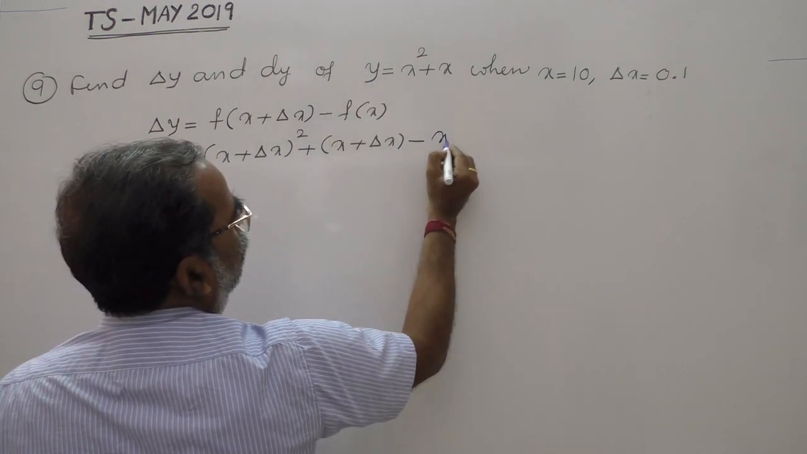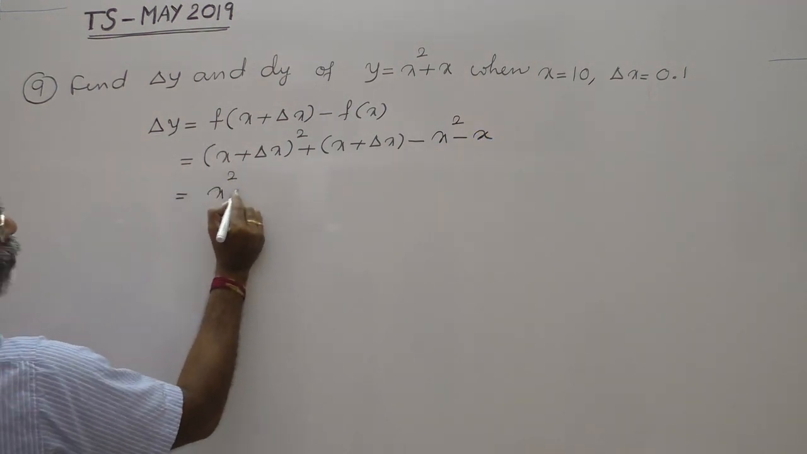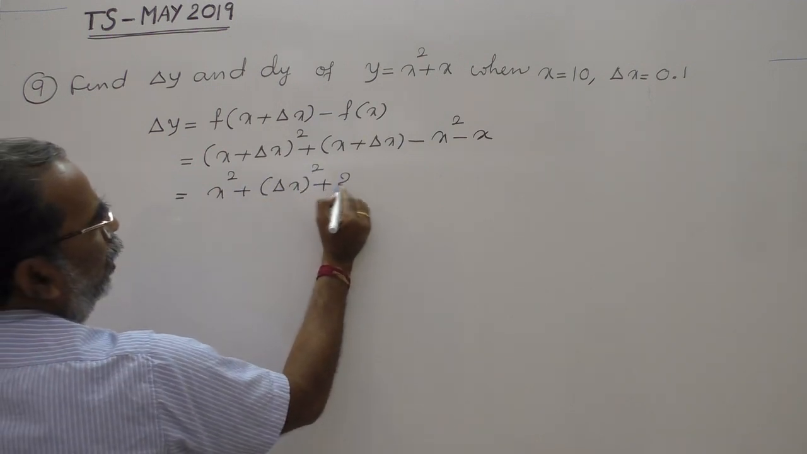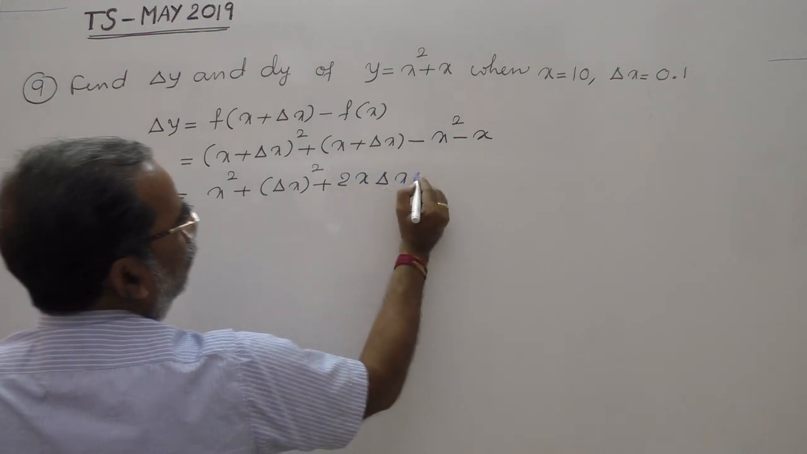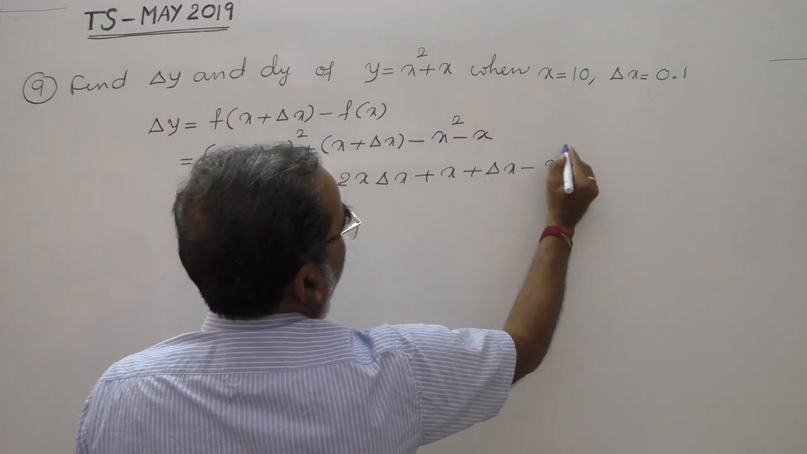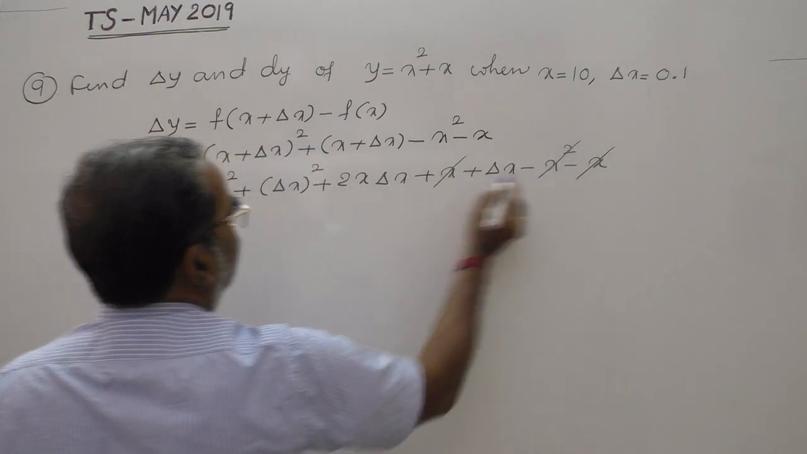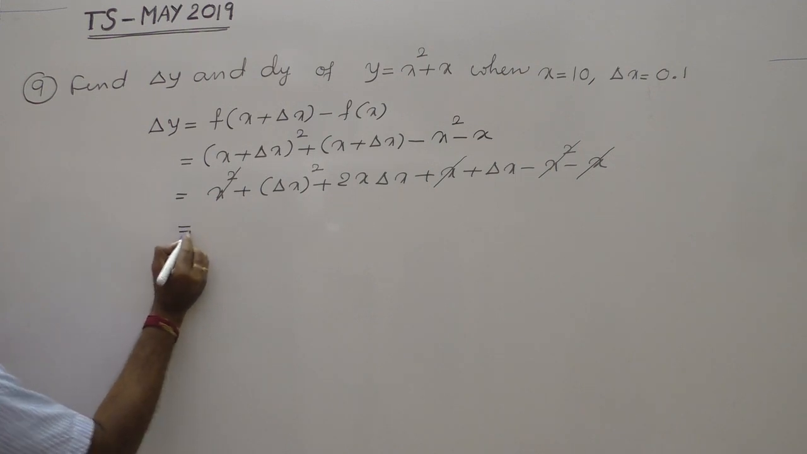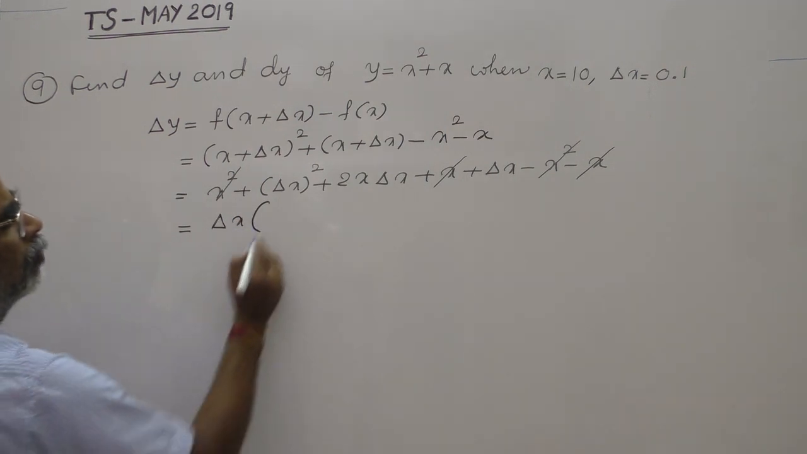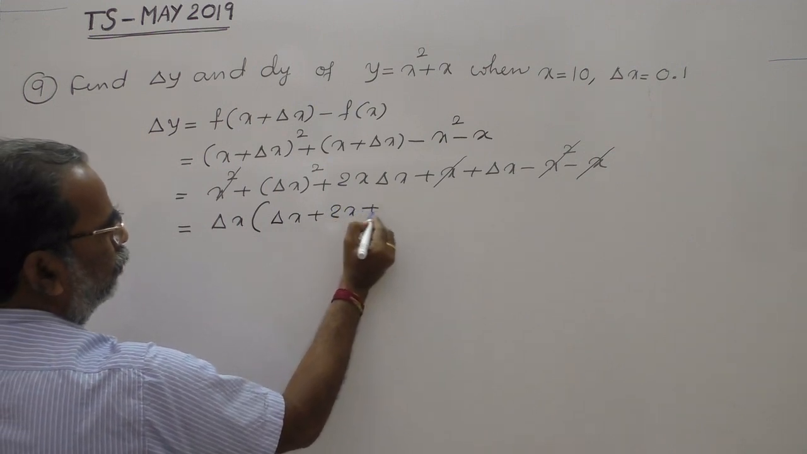Minus f of x is minus x square minus x. Let us simplify. This is x square plus delta x whole square plus 2ab, 2x into delta x, plus x plus delta x minus x square minus x. So minus x plus x and minus x square plus x square get cancelled. All the terms have delta x. I will take delta x common. Then we have delta x plus 2x and 1.